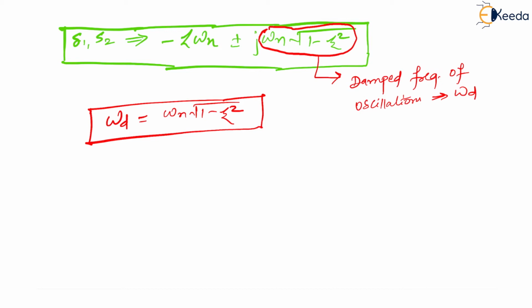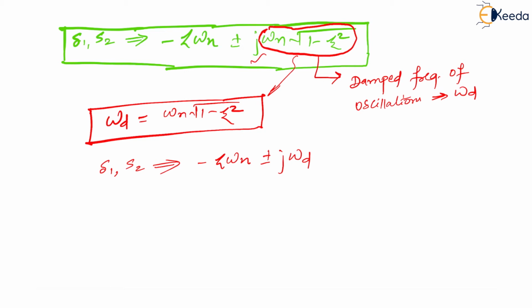We have got this one more term now. So if I replace this whole thing by omega d, then what do I get? I get s1, s2 to be what? Minus zeta omega n, correct? Plus or minus the j comes as it is into omega d, because this whole thing will be replaced by omega d. Is that correct?